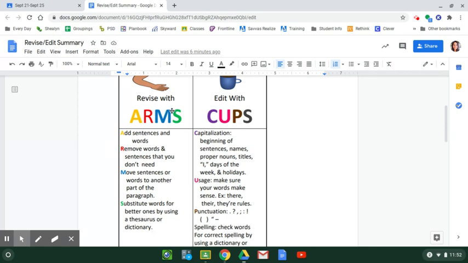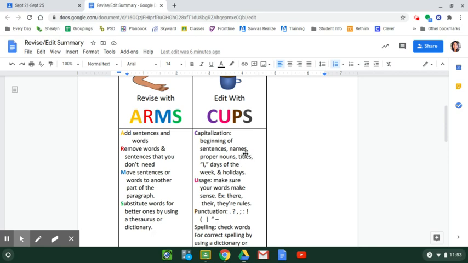Well, we also have to edit. So after we look at what our words say and the placement of our words, we need to go back in and edit. So we're going to edit with cups. The C is for capitalization. Do all of your sentences start with a capital letter? Do any names like Lucy start with a capital letter? Or any proper nouns?